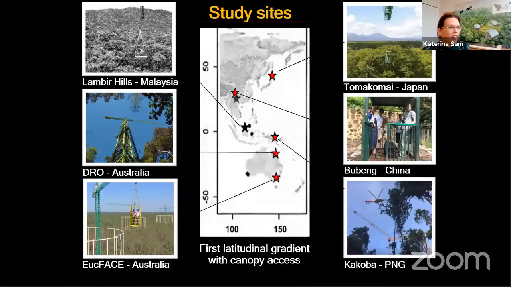And because we are very lucky now, we have the chance to work along the potentially latitudinal gradient of the canopy cranes, which are standing in Tomakomai in Japan, in China, in Papua New Guinea, in Kakoba, where the Kakoba crane is, and then we have other cranes in Daintree, close to Cairns in Australia, and a Hawkesbury facility close to Sydney in Australia. There used to be also a crane in Lambir Hills in Malaysia when I was writing the grant proposal, but unfortunately the crane was shut down last year, so we didn't get to work there. But so far we have got 5 nice cranes where we could work, get to the canopies and study how the predation changes there.